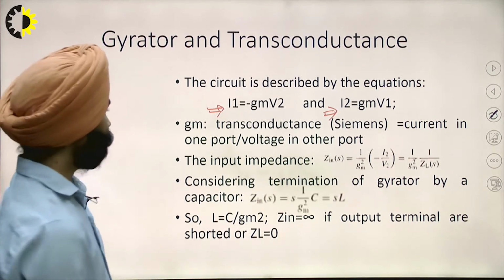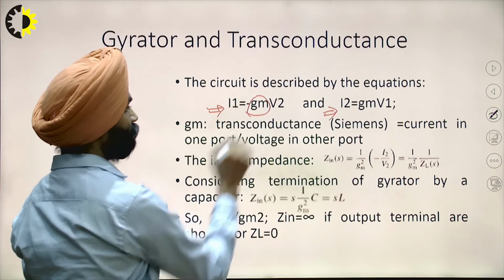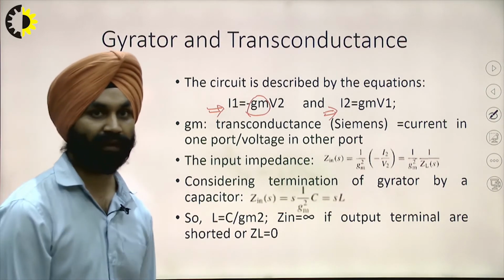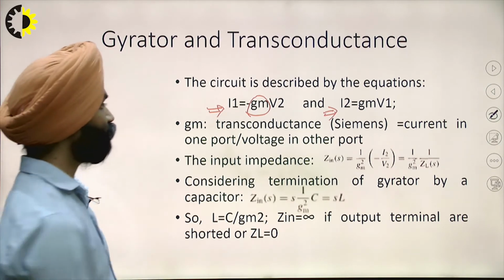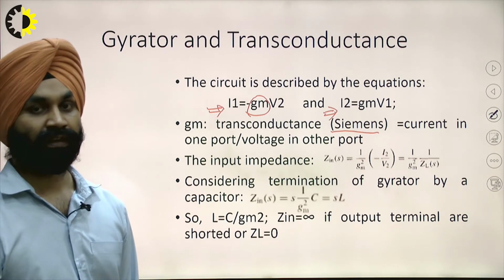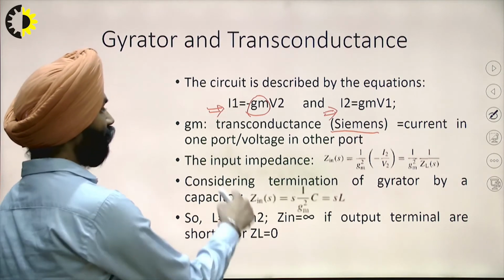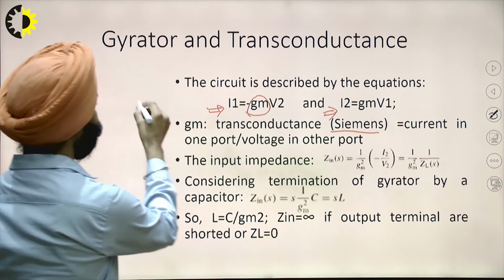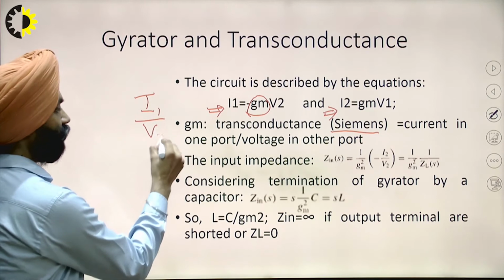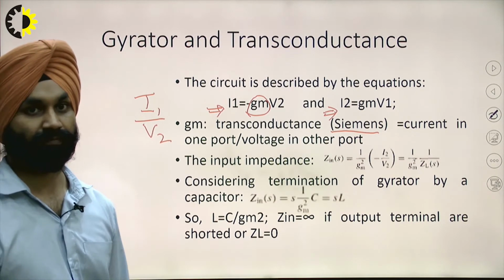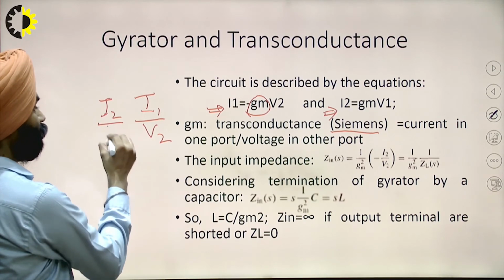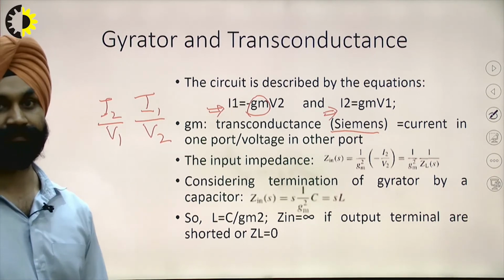Now GM is the transconductance. 1 by R has the unit 1 by ohm, so it also has Siemens as its unit, and it can be taken as the ratio of the current at one port to the voltage at the other port. It can be I2 by V1. This is a transconductance.